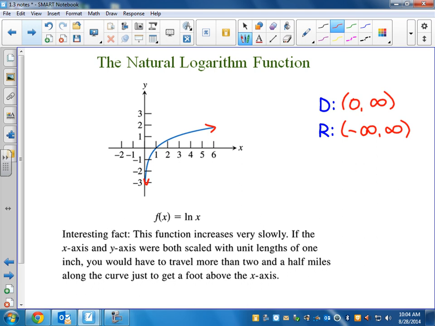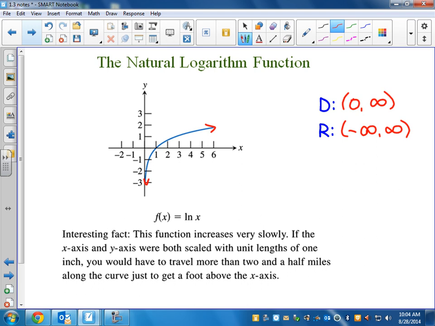And again, this one is kind of an interesting fact, that this goes up so slowly that if the x and y axes were both scaled with unit lengths of 1 inch, you would have to go 2.5 miles along the x-axis to go up 1 foot on the y-axis, because that's how slowly increasing that is. That's kind of cool. We don't really use the last one in math class that much, but you use it in science, so I like to show it to you because math and science are best friends.